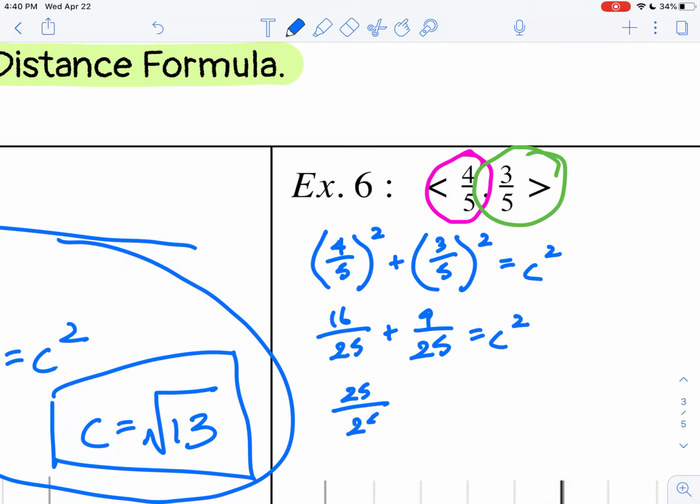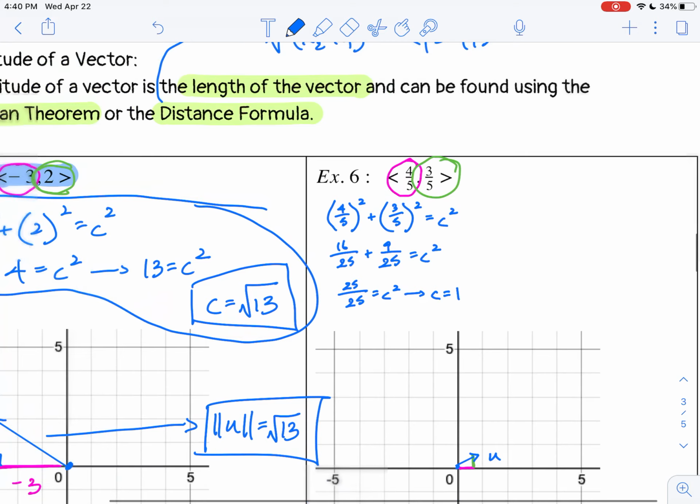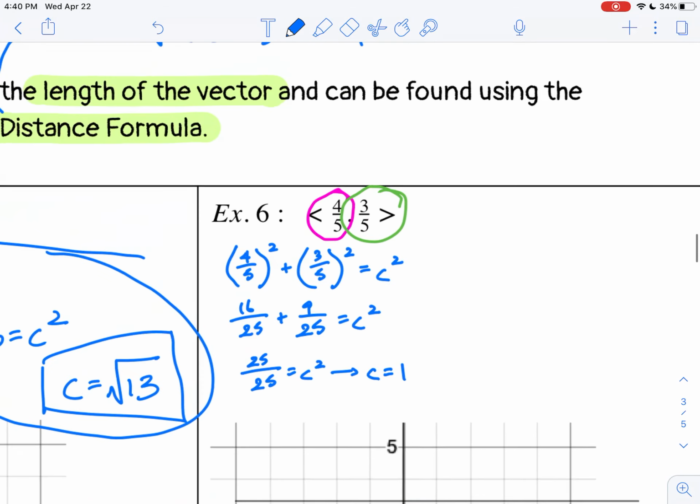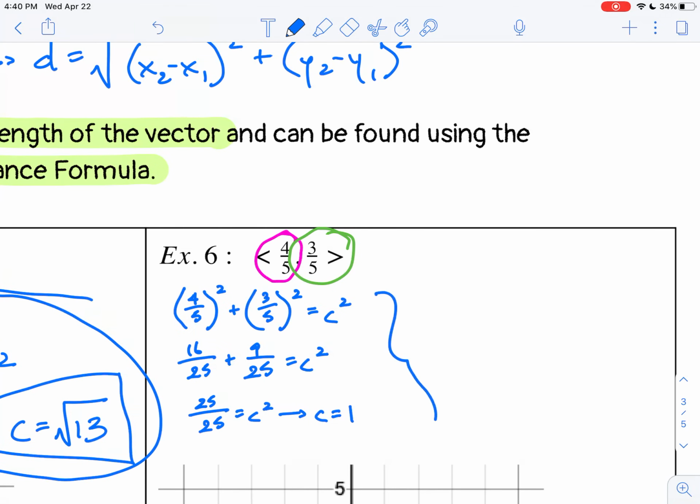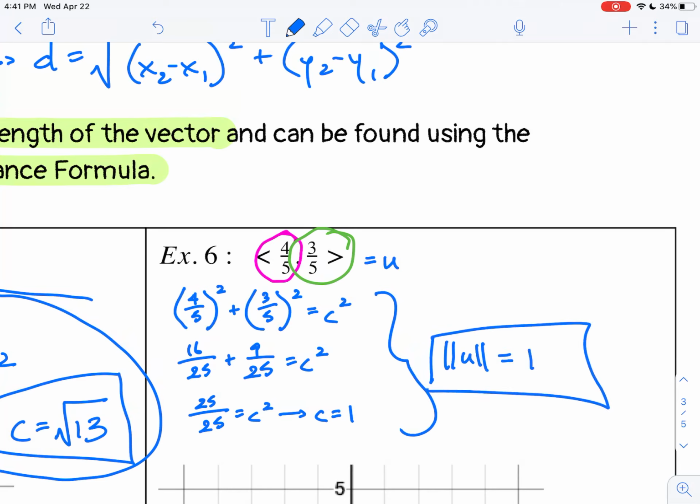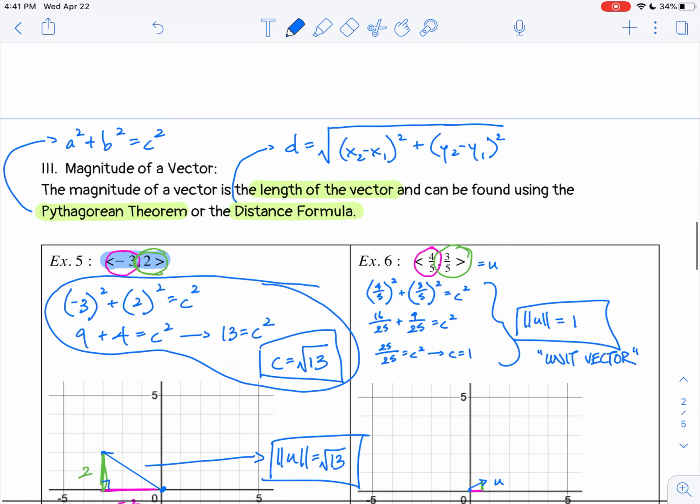I get 25 over 25 equals c squared, or c equals 1. And so what that means is we wouldn't write c equals 1, we would write that if this is vector u, that the magnitude, double bars, of u equals 1. Now, anytime the magnitude of a vector equals 1, it is a special kind of vector called a unit vector. And we're going to talk about that in just a second.